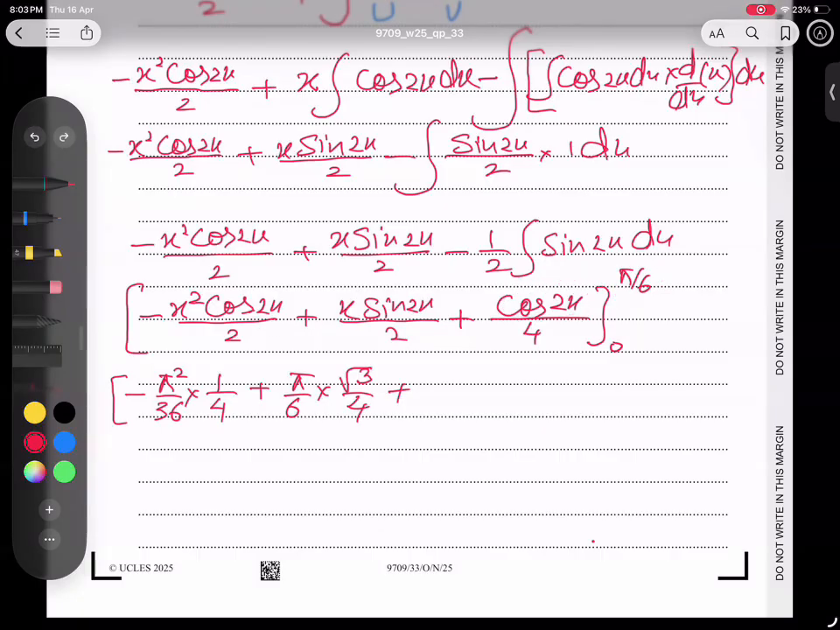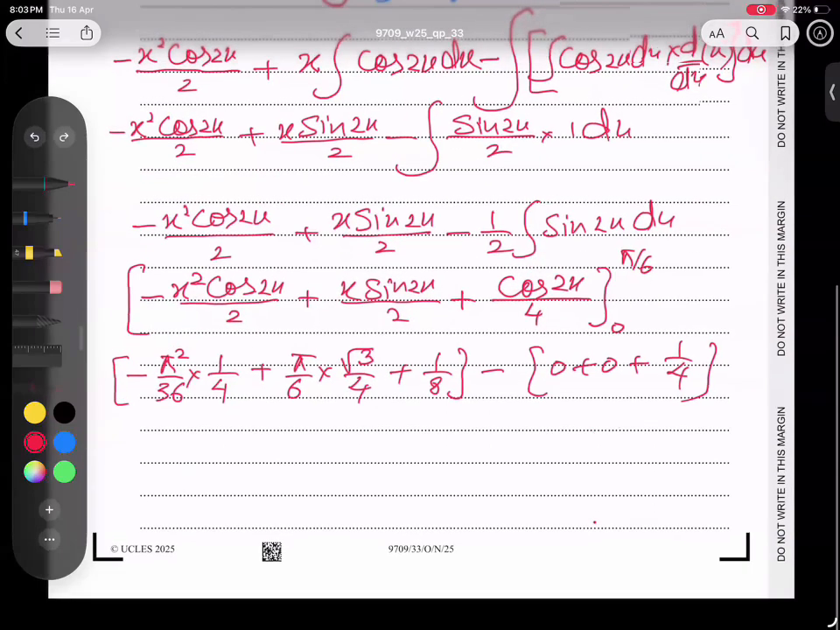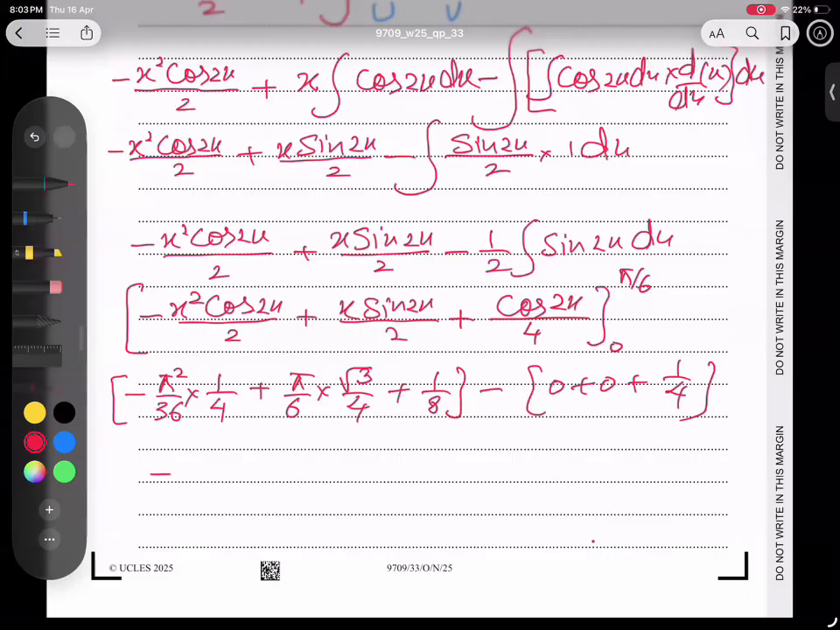Half. 4 available, I get 4 2s are 8. Done. Now put 0 here, gone. 0 here, gone, but this is not gone. So 0 plus 1 by 4. Logic: cos 0 is 1 and 1 by 4 we have available here, so 36 into 4, 144.